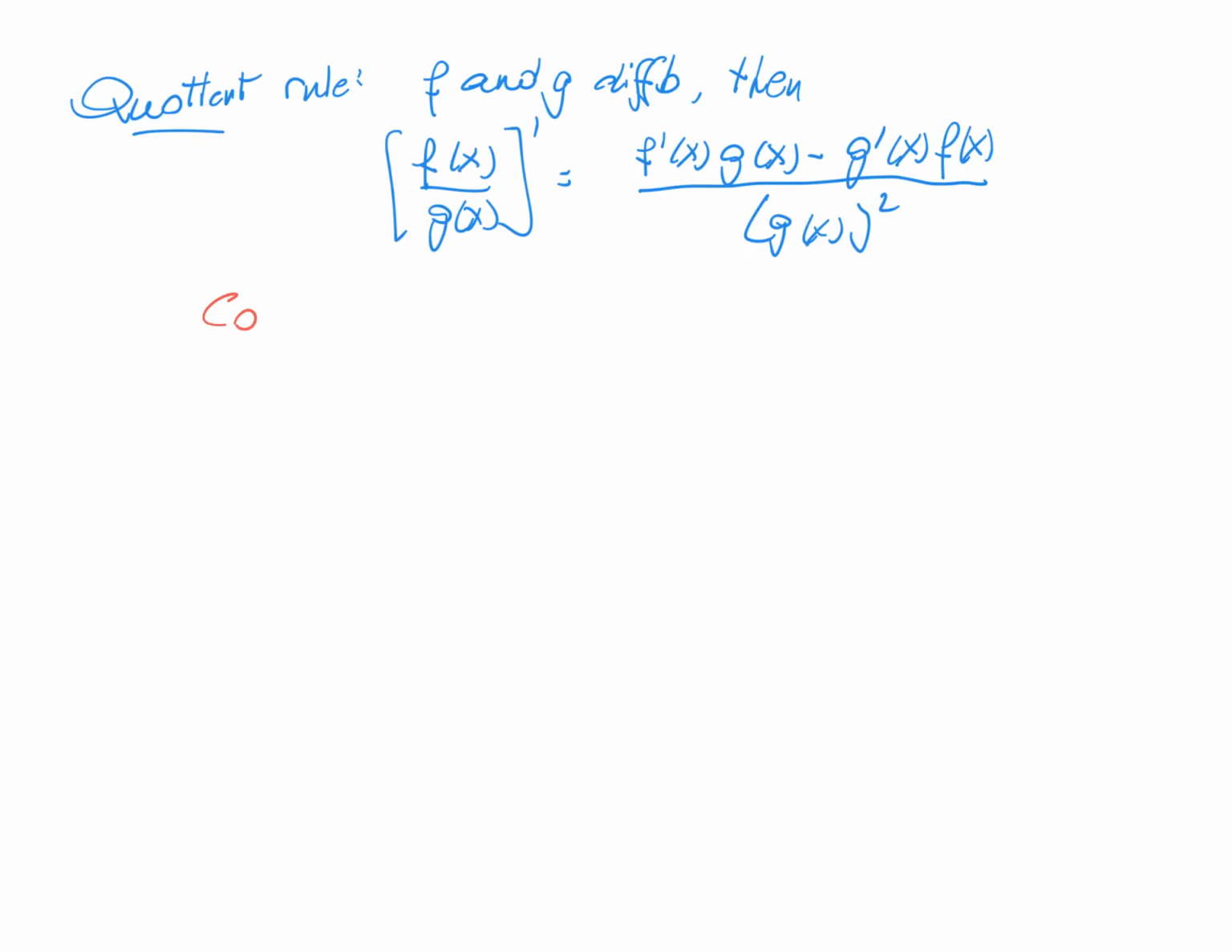And then you have a corollary, namely that the derivative of 1 divided by f of x is minus f prime of x divided by f of x squared.